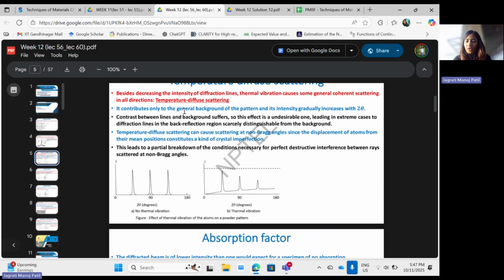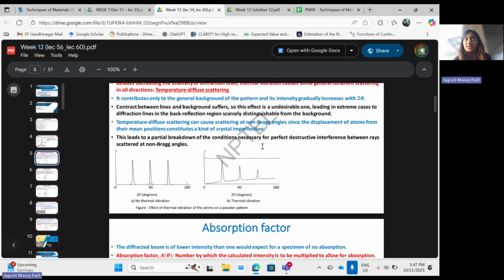Now, this type of scattering you cannot say follows only Bragg scattering, which is n lambda equals 2d sin theta. Instead, it follows at some non-Bragg angles, which are greater than 2 theta, since the displacement of these atoms won't be at their mean positions, and there is scattering in some anisotropic directions, which you can't say would be isotropic along the angle. So this leads to the partial breakdown of the conditions necessary for perfect destructive interference between the rays scattered at non-Bragg angles.